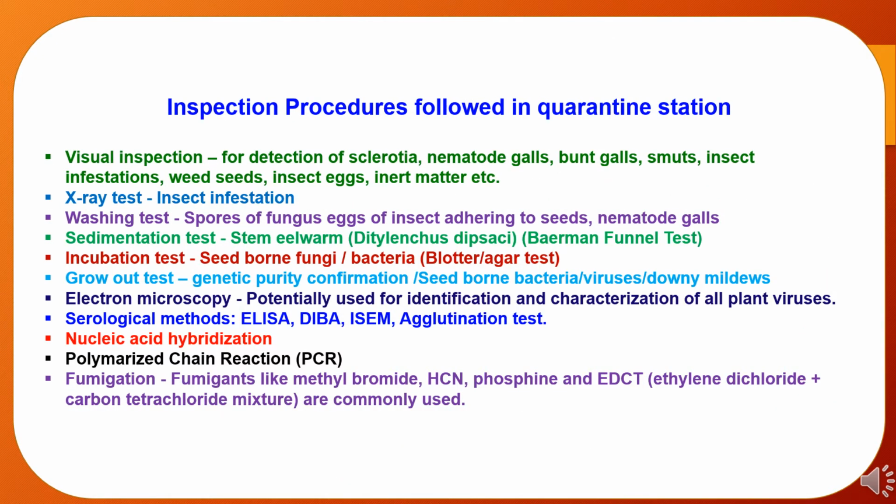At plant quarantine stations, there are various inspection procedures. First is visual inspection to detect sclerotia, nematode galls, bunt galls, smuts, insect infestations, weed seeds, insect eggs, and inert matter, etc. There is X-ray testing also for hidden insect infestation, and a washing test to find out the spores of fungus, eggs of insects adhering to seeds, and nematode galls.